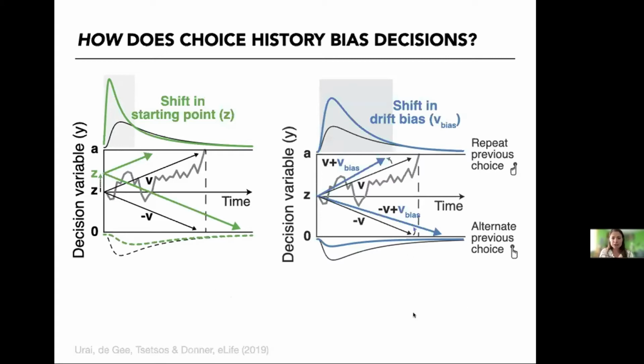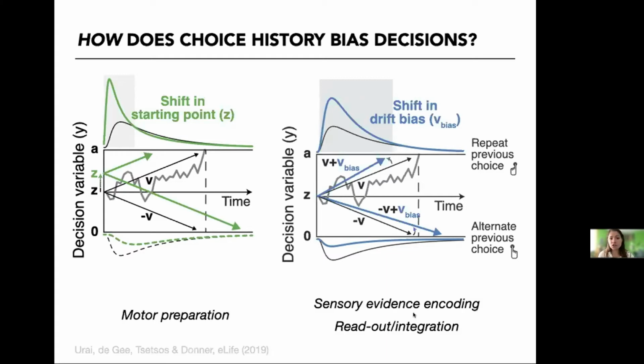Importantly, teasing apart these two scenarios gives very different predictions for the neural processes that may give rise to them. A starting point shift is more likely to arise from an effective motor preparation, something that really sits apart from the evidence integration itself, whereas a change in the drift bias through choice history is more likely to arise from a change in sensory encoding or its readout or integration.